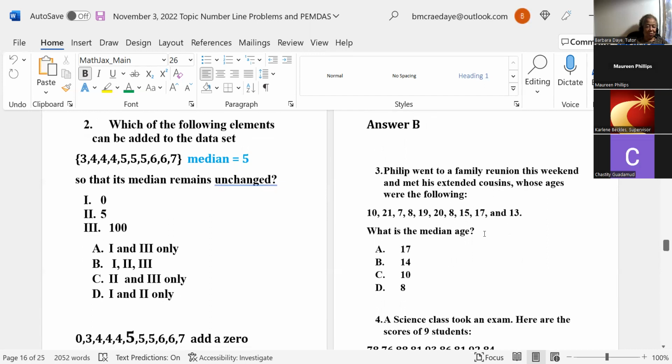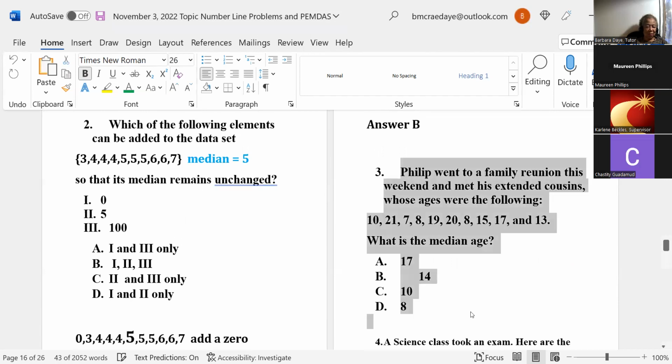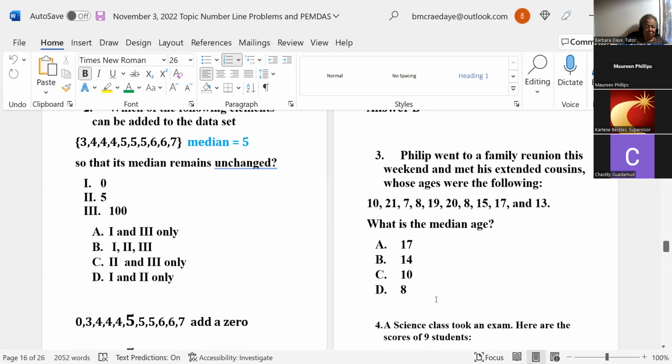Okay, now I want you to do number 3, another practice. Straight median. You're finding the age, it's a multiple choice. So do that one. Remember, you got to put them in order. We're doing the median. You've got ages and you want to find the median age of these cousins. All right, so just put them in order.